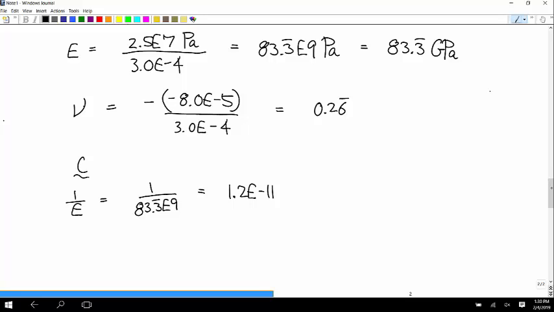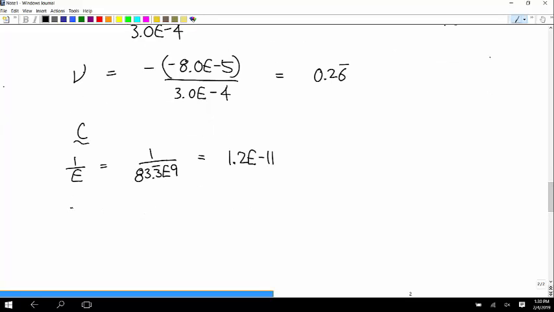And then one of the other 2 types of values you have in the compliance matrix is negative nu over E. So that's negative 0.26 repeating divided by 83.3 repeating times 10 to the 9th. And you get negative 3.2 times 10 to the minus 12th.